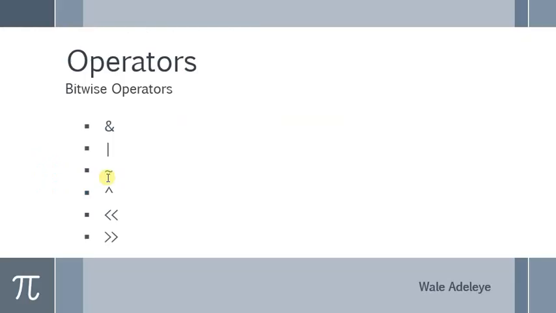The last category of operators is the bitwise operators. The explanation of these operators is beyond the scope of this lesson. So if you are interested in knowing how they work, I encourage you to research them online. There are tons of resources online for you.